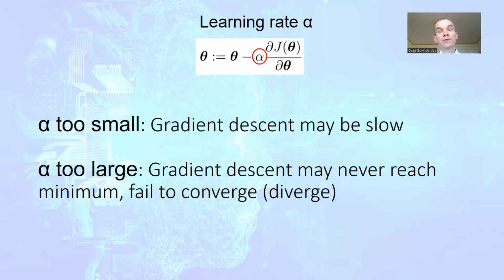Of course, it is essential to find an appropriate learning rate alpha. If alpha is too small, the gradient descent converges very slowly. Otherwise, if alpha is too large, then the gradient descent may never reach the minimum. It could fail to converge. It can diverge, in fact.